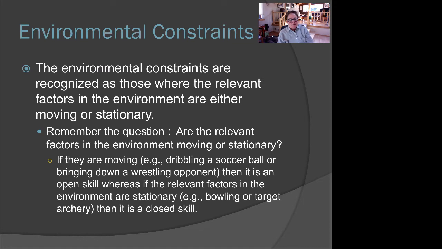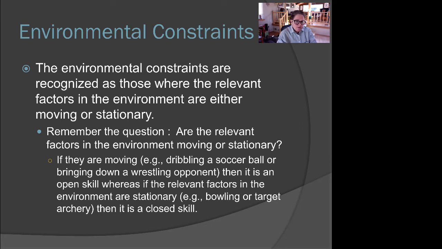So what are the environmental constraints? These are the relevant factors in the environment that are either moving or stationary. We've defined these as either open skills or closed skills. And if you remember, Barbara Knapp referred to these as habitual versus perceptual skills. Closed skills would be habitual, open skills would be perceptual.